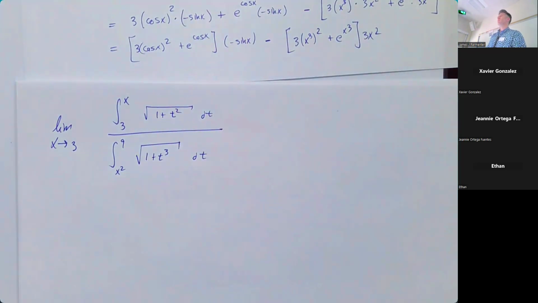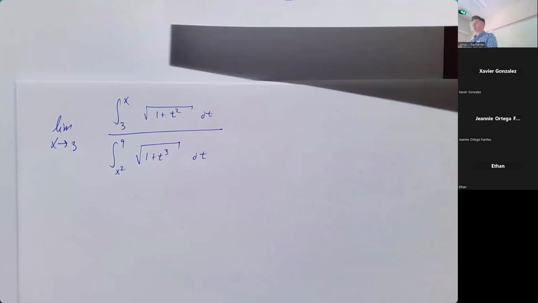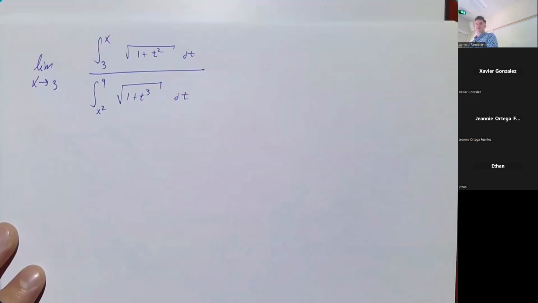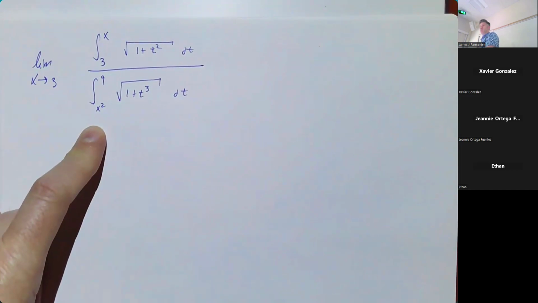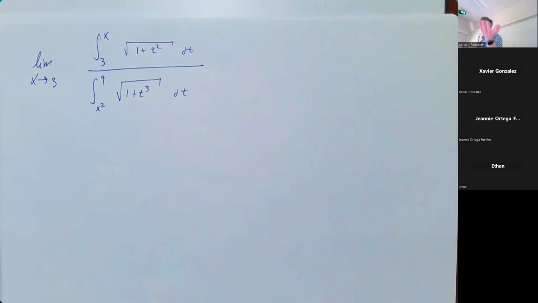And if we were to plug in 3 for x, what kind of thing would we have? I know that's not a great question, but like if you plugged in 3 for x, what do you have on the top? 0. What if you plugged in 3 on the bottom? Also 0, because on the top it's the integral from 3 to 3, which is automatically 0. On the bottom it's the integral from 9 to 9, which is automatically 0. So this is definitely an example where we could use L'Hopital's rule.